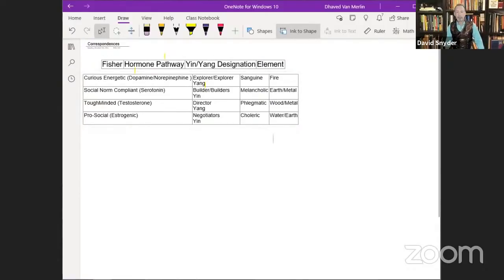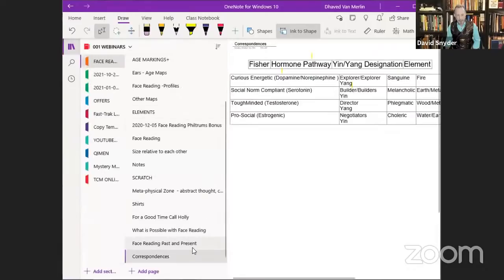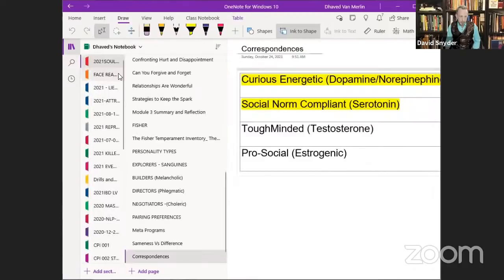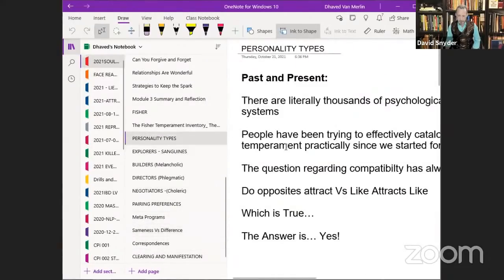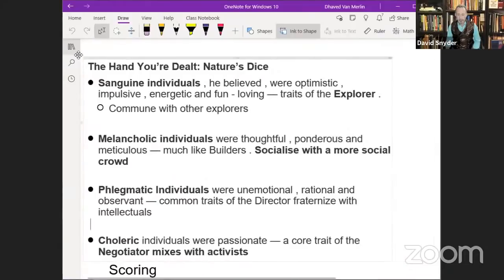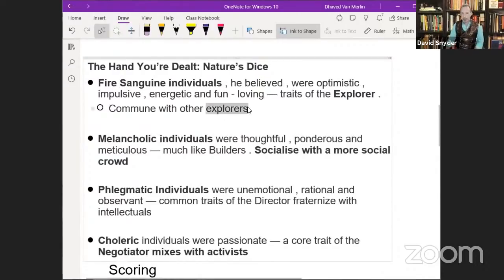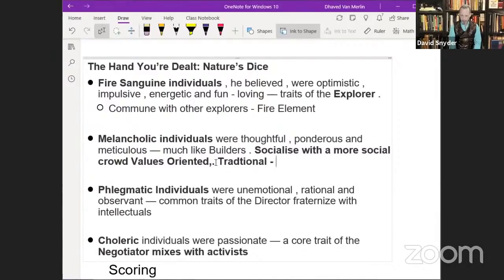So the way we figured this out was, let me find another chart for you. Okay, so this is kind of how it plays out. Sanguine individuals, people who are more in the fire element, optimistic, impulsive, energetic, loving, they tend to do best with other explorers, or other people who are fire element. People who are melancholic are builders. They tend to socialize more. They're more values oriented, very traditional. They tend to be a little bit more rigid in their thinking. These people do better with people who are also melancholic or earth.